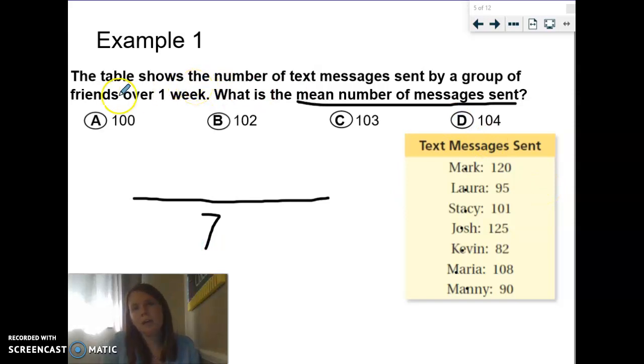In my problem, they also say over a week. To be honest, this 1 week is a little bit of a filler in our problem because it is a numerical value, but it's not something we actually need in our problem. So I don't really need this 1 week. It's just a cool extra tidbit, okay?